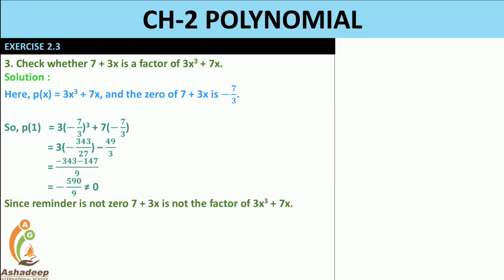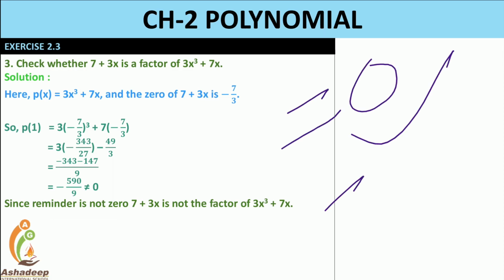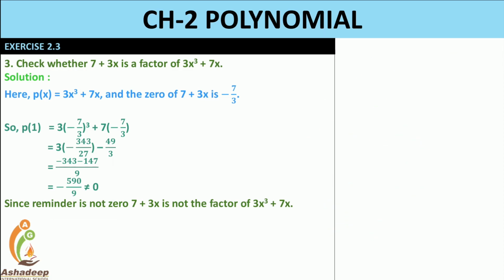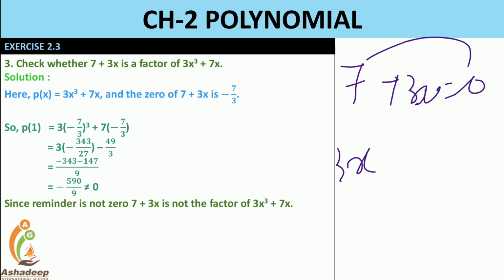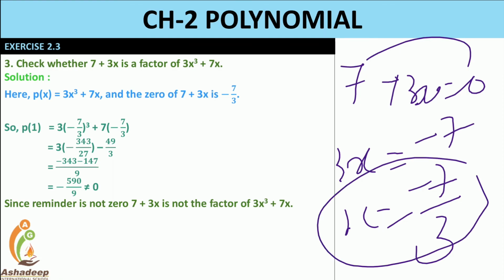This is the last sum for today. Check whether this is a factor of the polynomial or not. Simple. If it is equal to 0, it is a factor. If it is not equal to 0, it is not a factor. Now compare 7 plus 3x with 0. 7 goes to the other side. 3x is equal to minus 7. x is equal to minus 7 divided by 3.